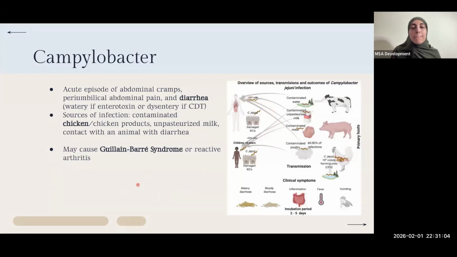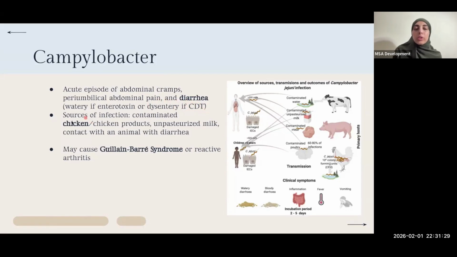Okay? Now, what kind of symptoms do they get? They get acute episodes of abdominal cramps, abdominal pain, and diarrhea. If the bacteria mostly produces enterotoxin, then the diarrhea would be watery. But if it's mostly producing CDT, it will be a dysentery because of the cytolethal toxin.